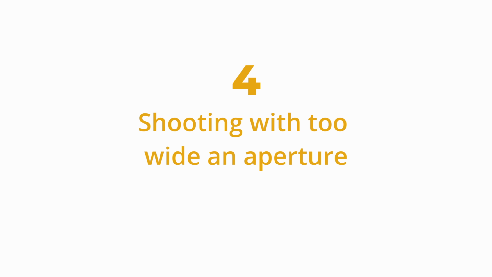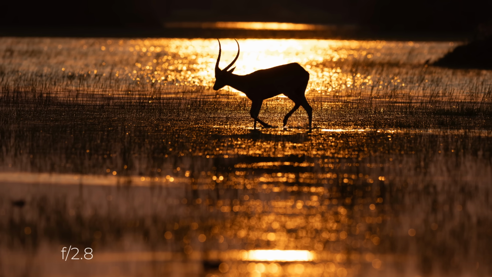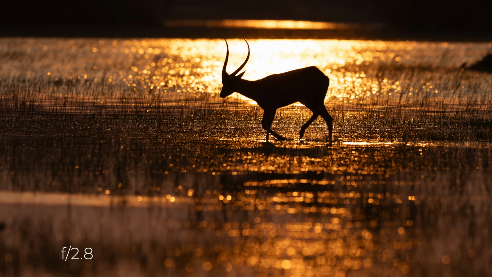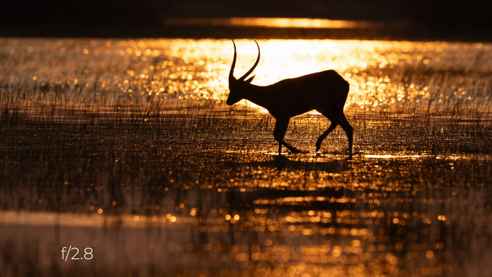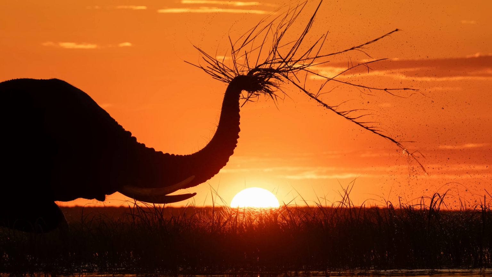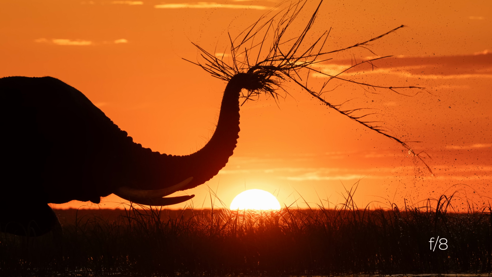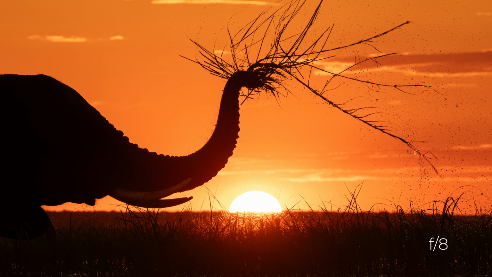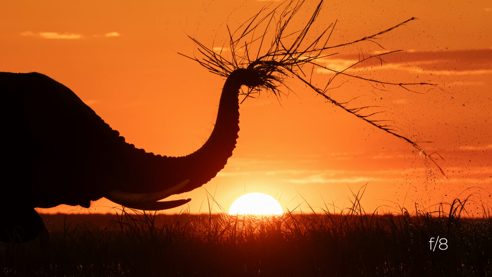Using an aperture that's too wide, like f/2.8, can leave parts of your subject soft or slightly out of focus, especially against a bright background. For silhouettes, you usually want good sharpness across the whole animal. So stop down a bit to increase depth of field.